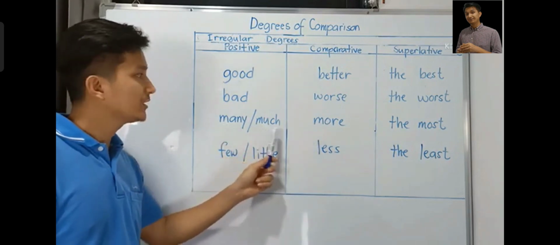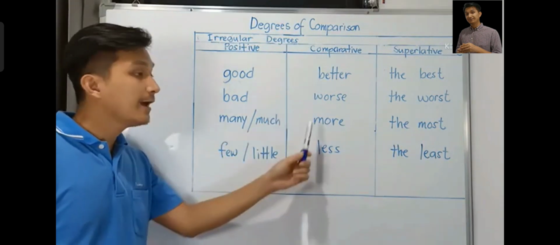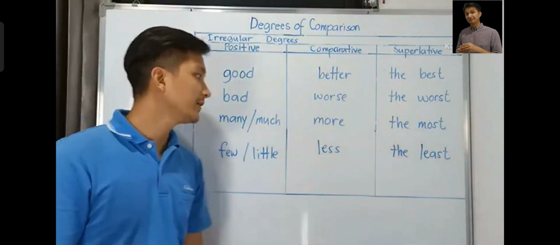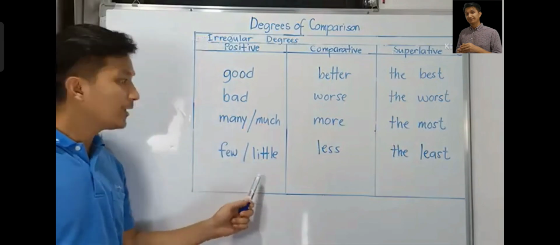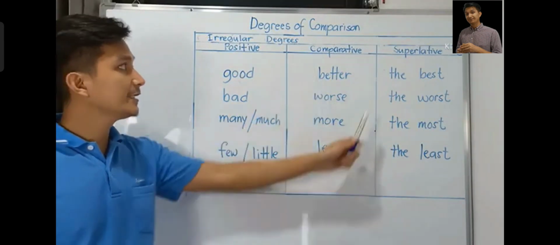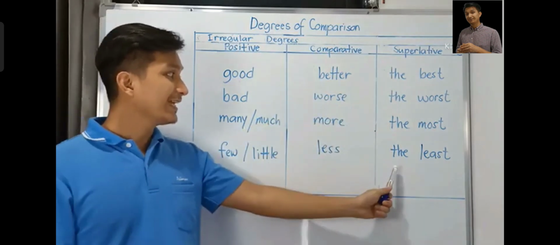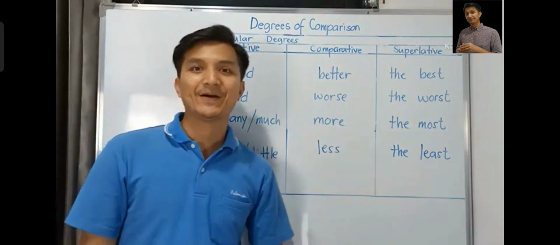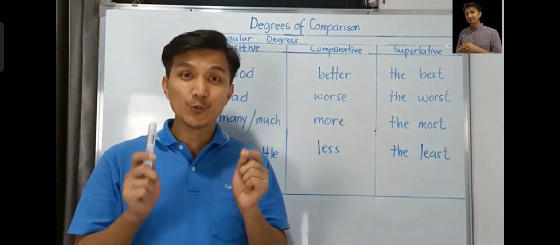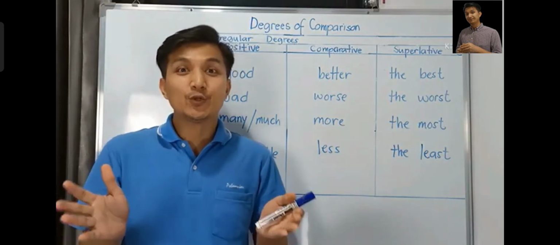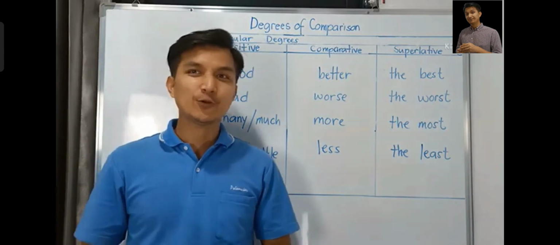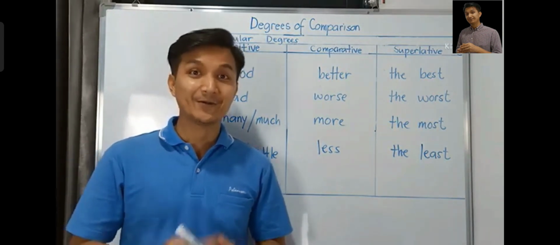Many, more. Many or much. The comparative is more. The superlative is the most. Few or little. The comparative is less. The superlative is the least. Okay, so that's all the rules, and I hope that you will remember them so that you will not get confused about writing them or using them in a sentence. Okay?